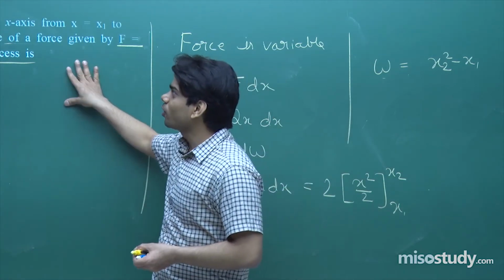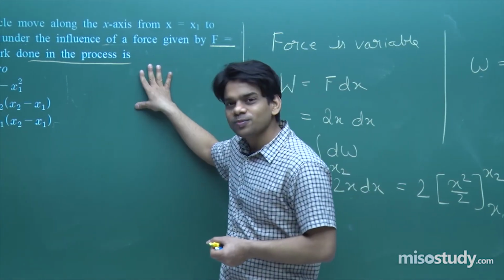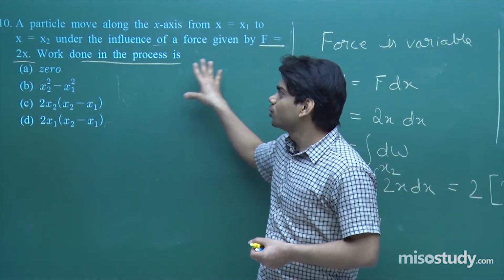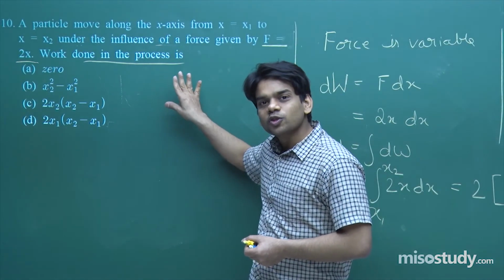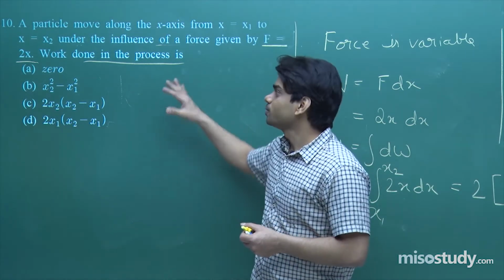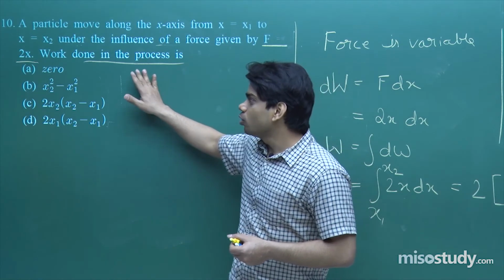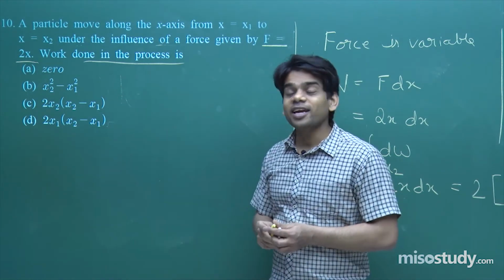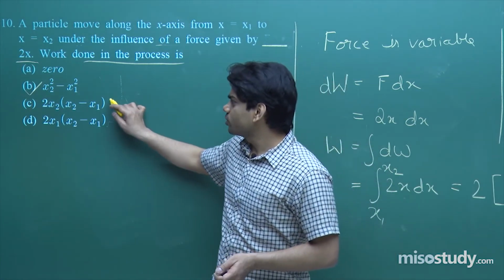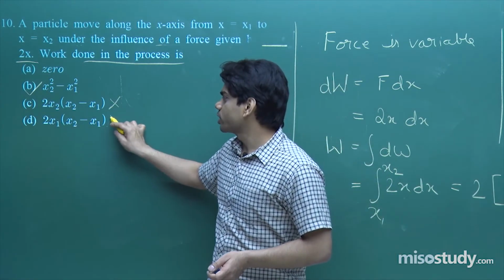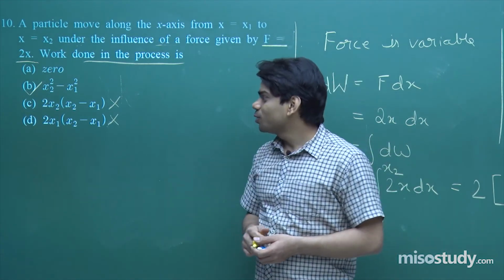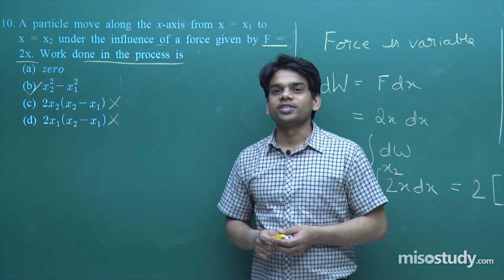You see here a particle moves along the x-axis from x1 to x2 under the influence of a force given by F equal to 2x. The force was not constant, it was dependent on x. Whatever will be the x, it will change its value. Work done in the process is A 0, B x2 square minus x1 square. Yes, this is the right answer. Option C, 2x2 (x2 minus x1), will be incorrect. Option D, 2x1 (x2 minus x1), will be incorrect. I believe that you have got how to solve such kind of question.